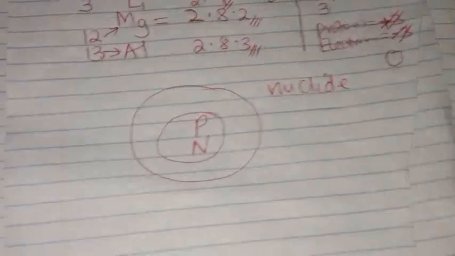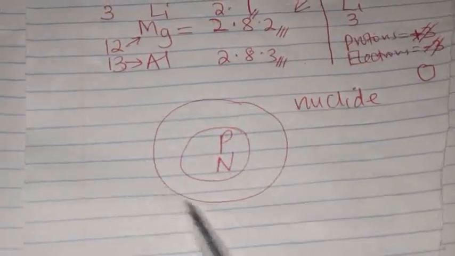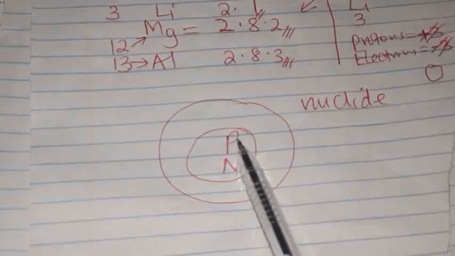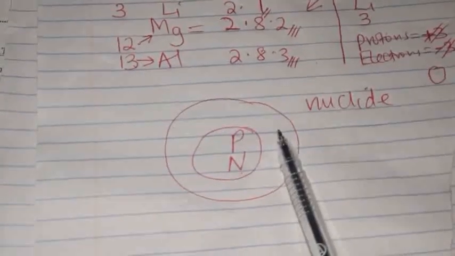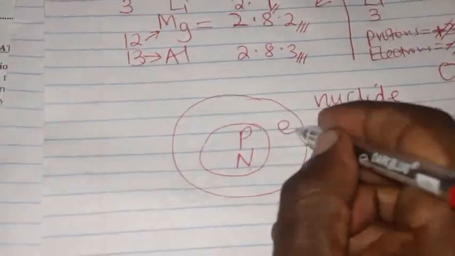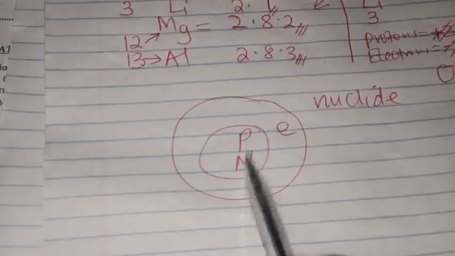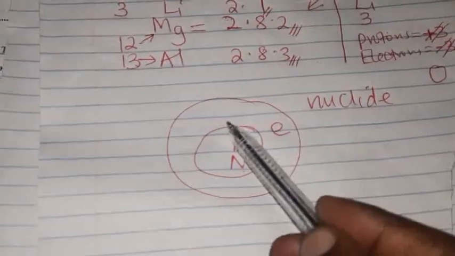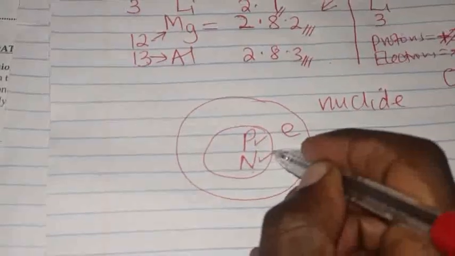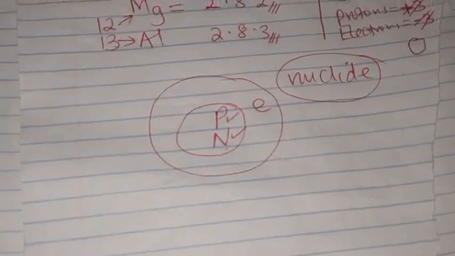That is to say that a nuclide is a particular nucleus of an atom of an element that is characterized by a particular number of protons and neutrons. I mentioned electrons because the number of protons and the number of electrons must be the same. Electrons are found outside the nucleus in the energy levels, but protons and neutrons are found inside the nucleus or the central region of this atom. So this particular nucleus that is characterized by a particular number of protons and neutrons is referred to as a nuclide.